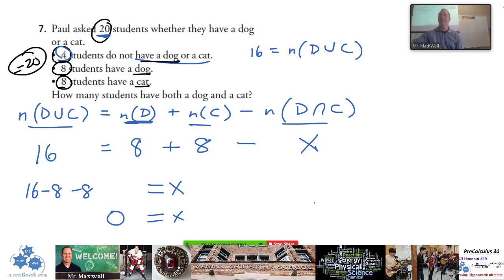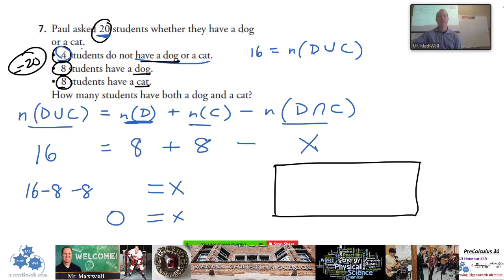On your Venn diagram, if you drew a Venn diagram here now, I said I wouldn't, but I'm going to now. So what do we have? We have 4 students don't have either. That's 4 over here. So here's dog. Here's cat. I have 8, and I have 8. So I need to get to 20. So 8 plus 8 plus 4 is 20. Okay, so there's 0 here. So really, in this Venn diagram, there's nothing in there.